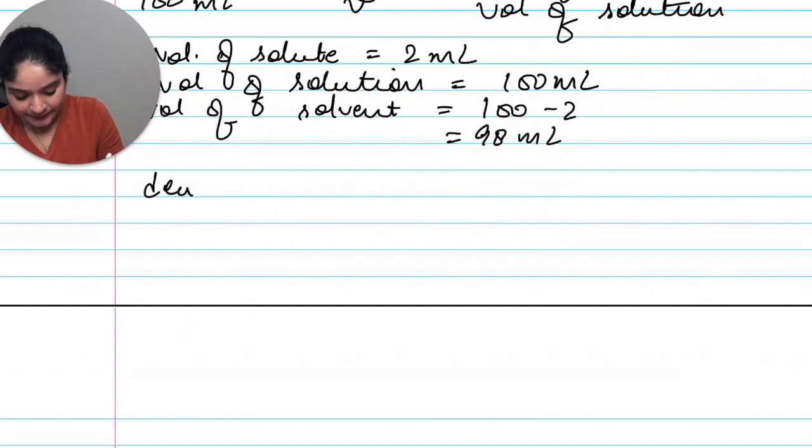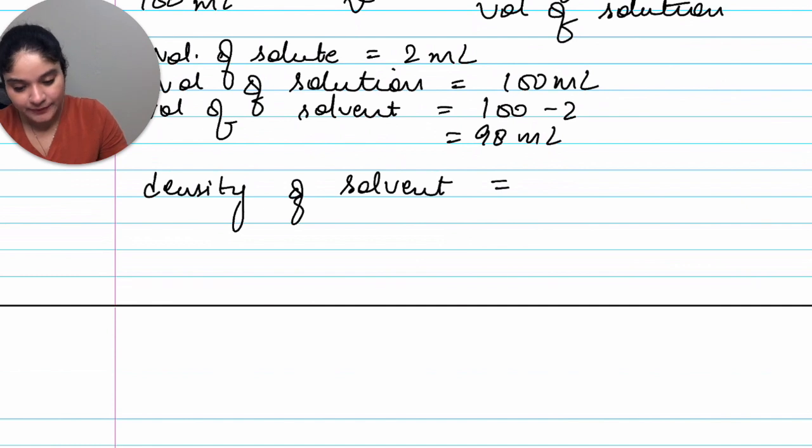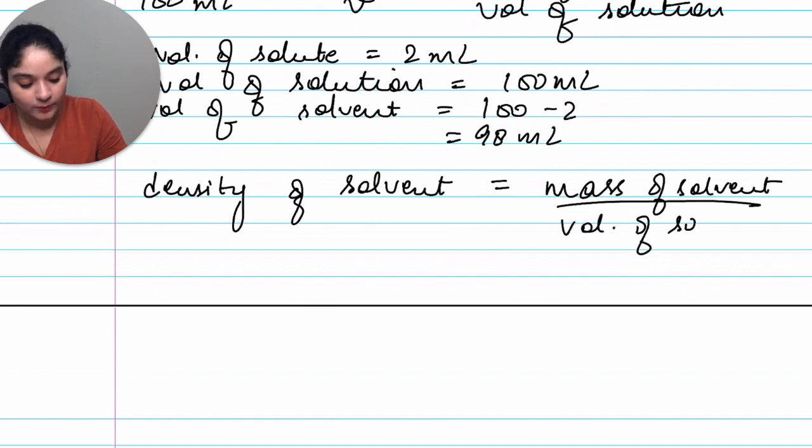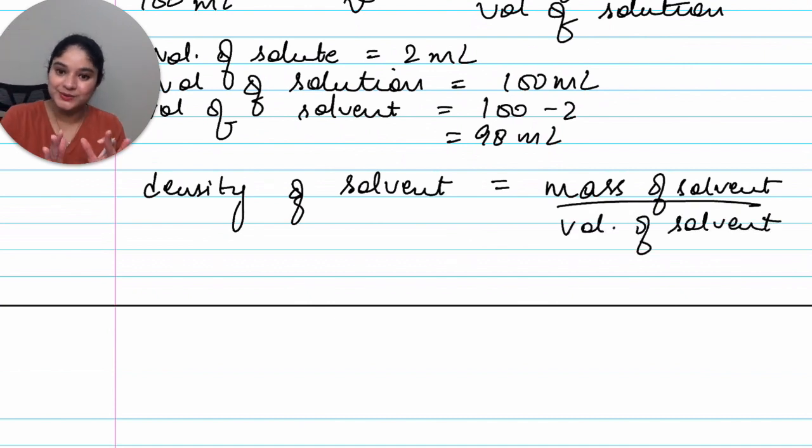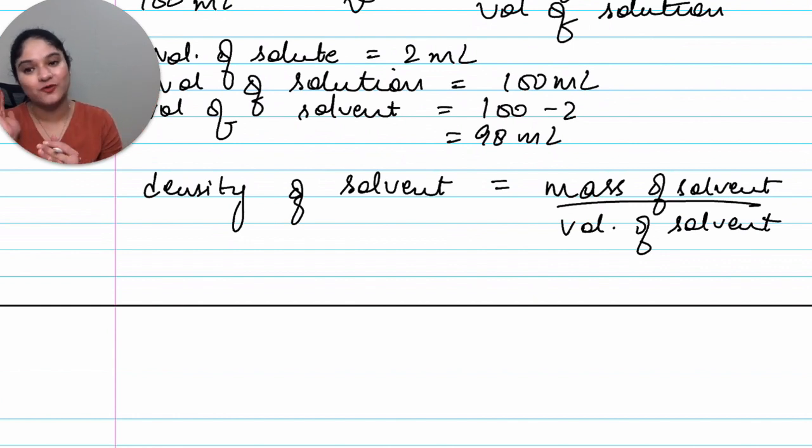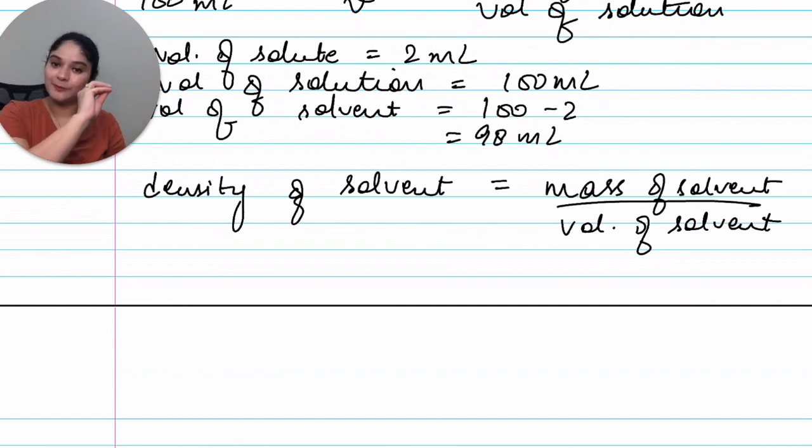So density of solvent equals mass of solvent divided by volume of solvent. Okay students, I hope this makes sense. Whatever density is given to you, mass upon volume, both of the information will be for the same topic. That means if it is solute, mass upon volume of solute. If it is solution, mass upon volume, both of them of solution. And if it is solvent, both of them of solvent.